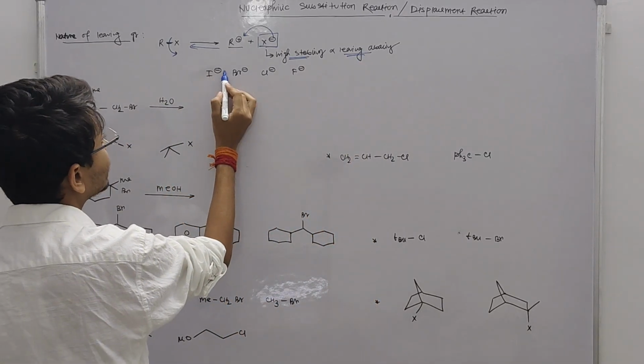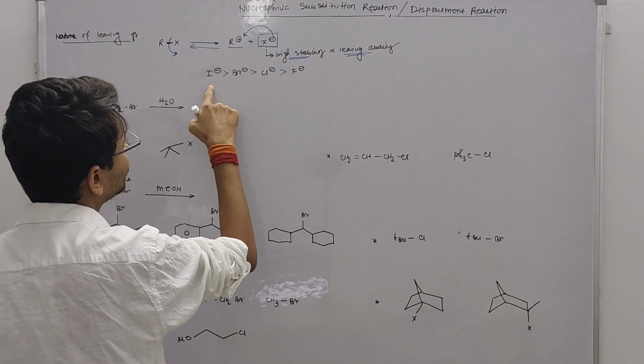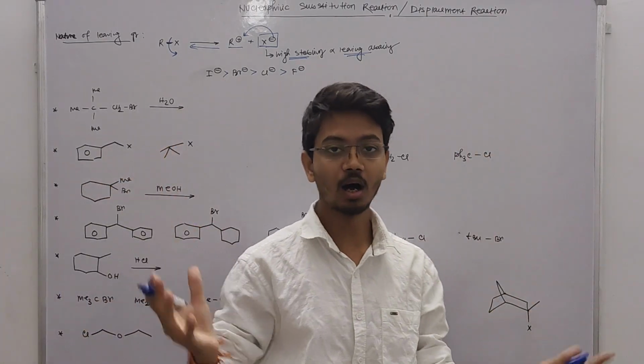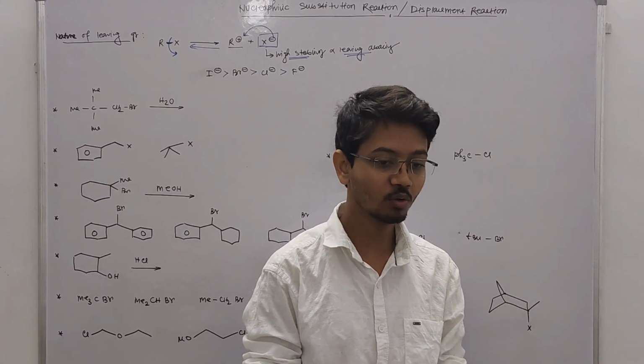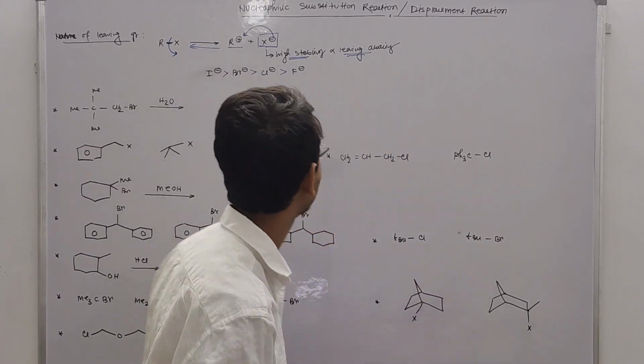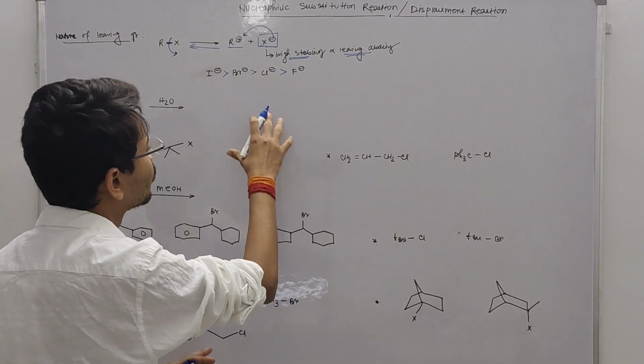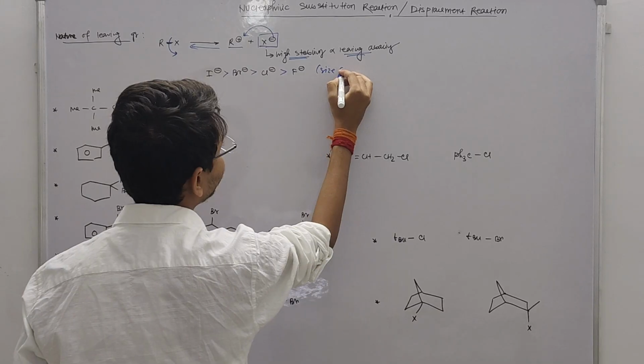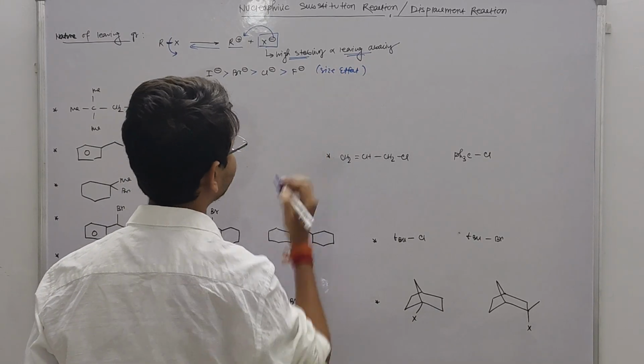Okay, so as you know, among fluorine, chlorine, bromine and iodine, iodine has more size. So it has more space to delocalize this negative charge compared to bromine, compared to chlorine, compared to fluorine. So here size effect comes.